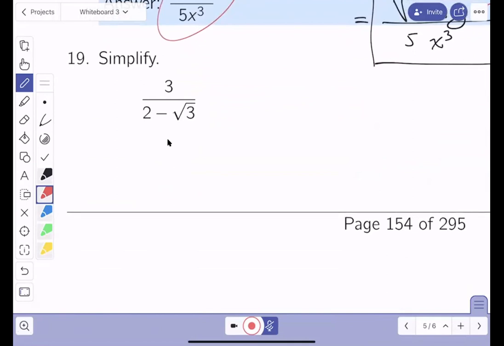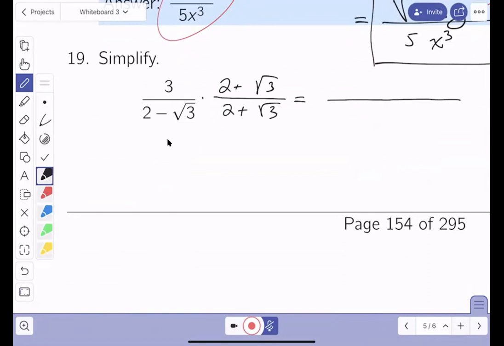All right, number 19, a little more of a challenge. There's a radical in the bottom. And certainly we're hoping you remembered that we had to do something about conjugates. And what's the conjugate of 2 minus root 3? It would be 2 plus root 3. Now, someone says, why are you going to do that? It's going to get rid of the radical in the bottom.